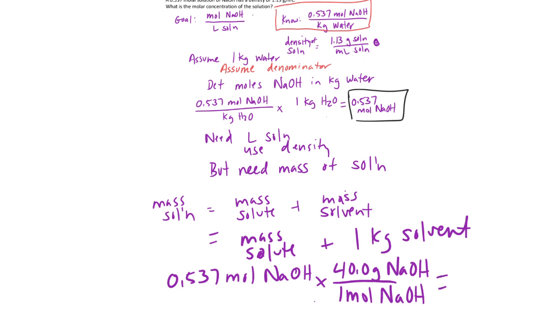And when we multiply that out, we can get the mass of sodium hydroxide. That is 0.537 moles, and we get 21.48 grams. I'll be sloppy here with my sig figs. Okay.